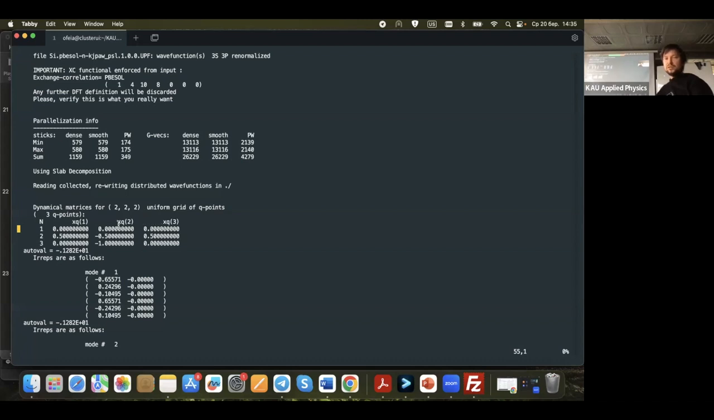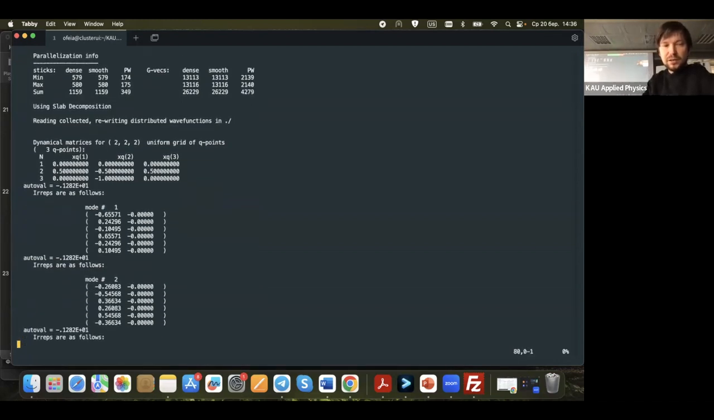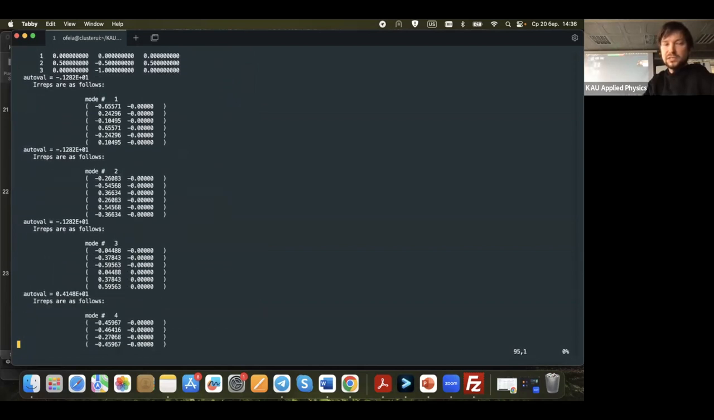Normally 2 by 2 by 2 is 8, but here we see only 3, because one point represents a few points. For k points, we also have a lower number of k points compared to just multiplying these numbers. It's our mesh. Then, this is a very interesting thing, I will tell you more about it at the next seminar. It's called irreducible representation, also some mathematical thing.